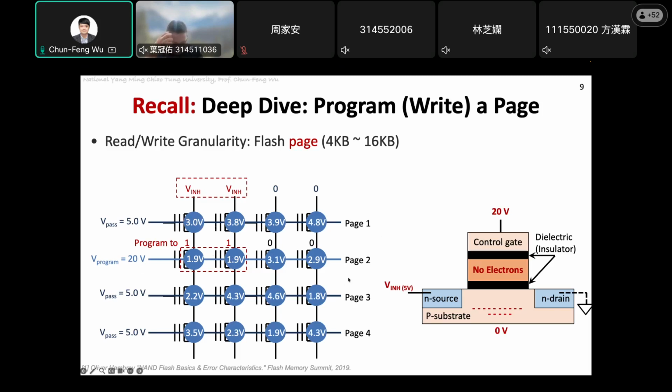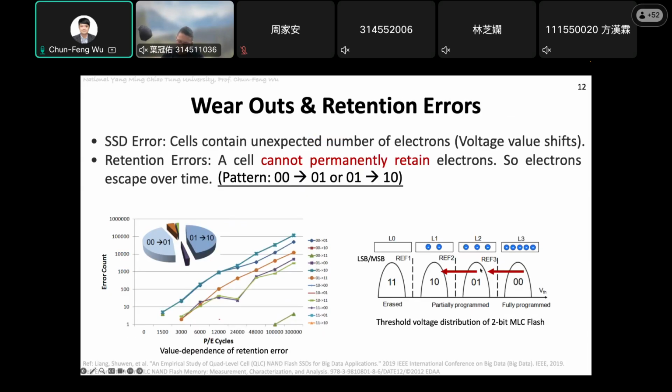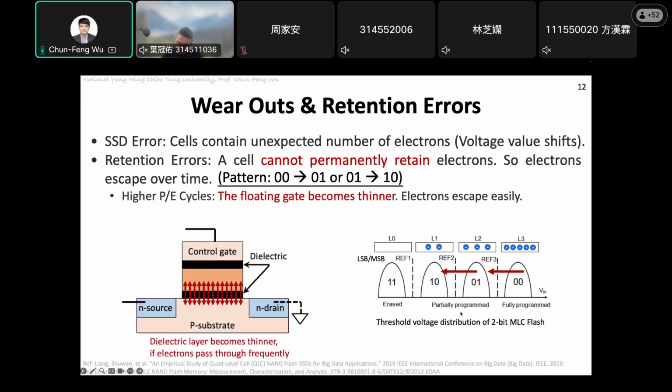The same thing for read, because when we are doing the read, it actually happens too. So there is some probability, but this is called disturbance, not retention error. Let me just show you, the retention error is because your dielectric is failing to hold the electrons. When some electrons escape from the dielectric layer, that means there is an error.